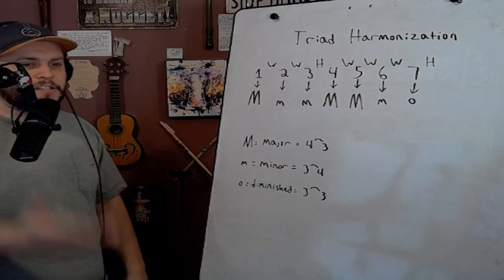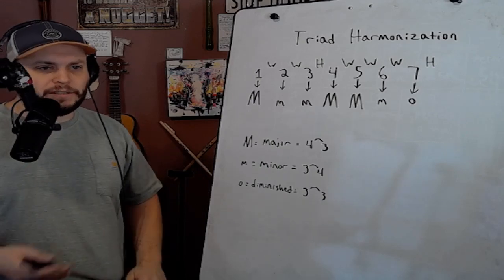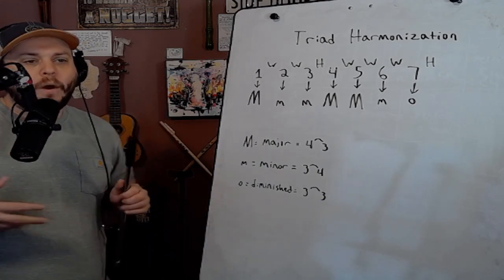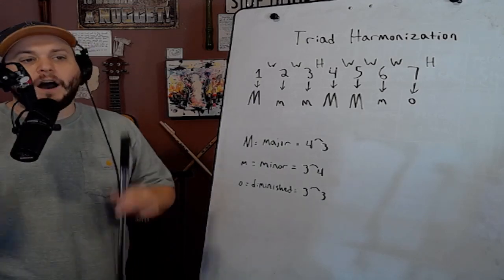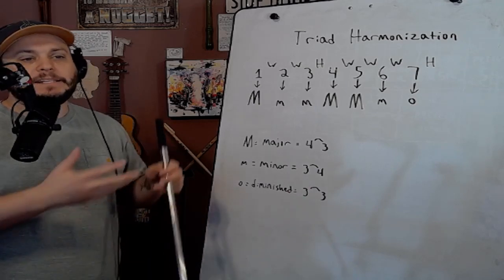So if we're on just the scale degree level, and I showed you guys this game before, and I say, hey, what is the 2 in the key of B flat? That is C, okay?